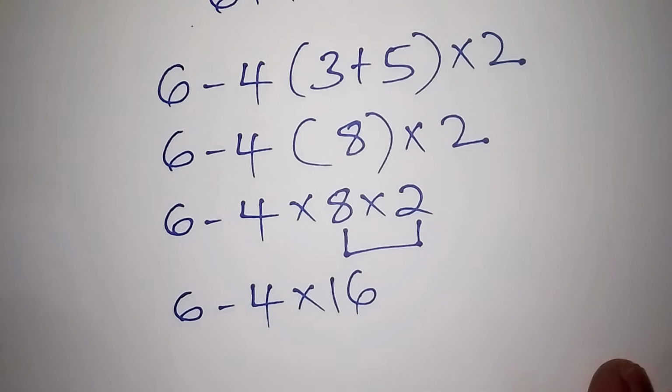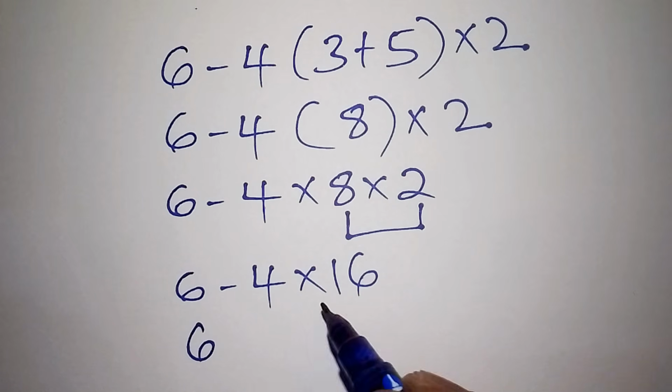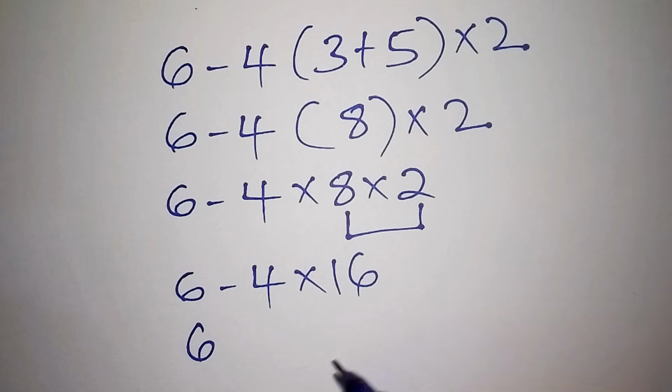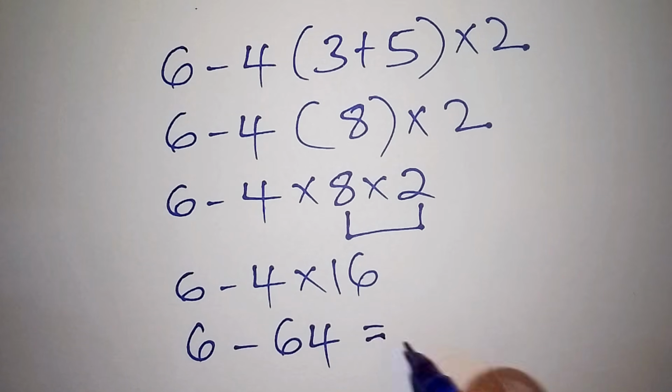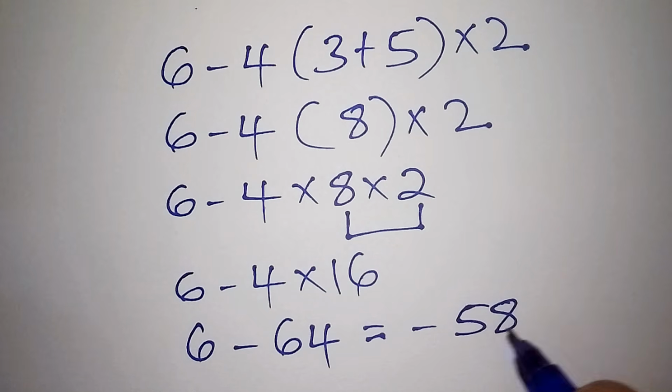So now we shall move to the next part, where we say 6 minus 4 times 16. We shall have it as minus 64. Then when you have the correct answer, we shall have 6 minus 64 is minus 58. So this now comes to be the correct answer for working out this amazing maths problem.